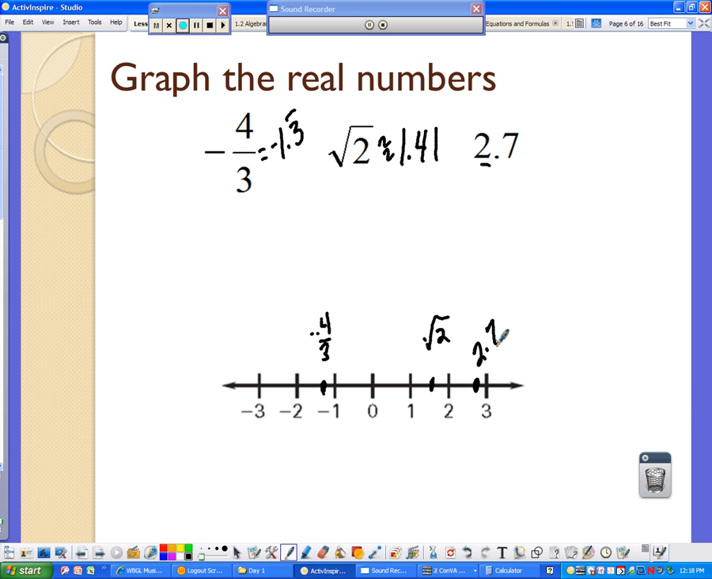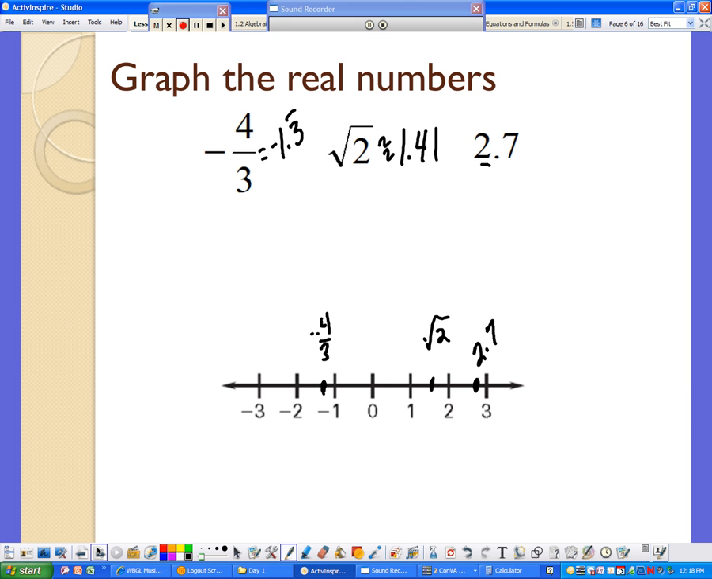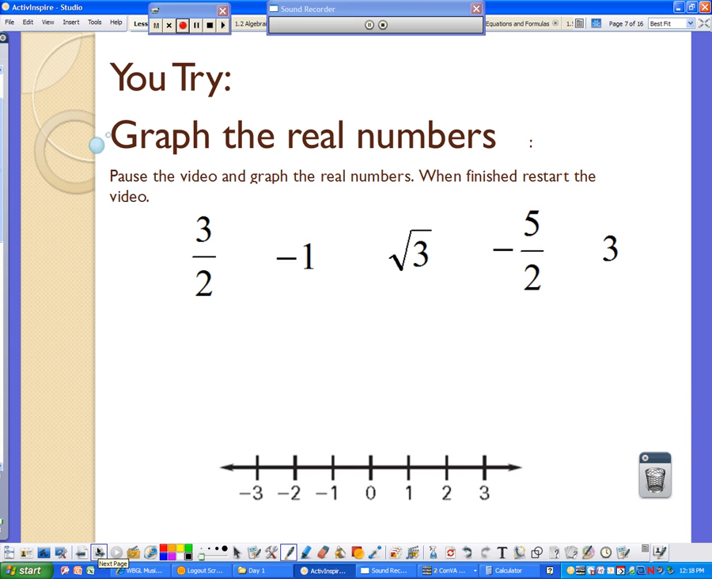So now I want you to try to graph the real numbers on the number line. Remember, anything on the left, so negative 3 would be the smallest on this number line, 3 would be the greatest. The arrows just indicate that it goes in both directions and doesn't stop. So whenever you see the words "you try," go ahead and pause the video, graph the points, put them in order, and then restart the video and check your answer. So at this time, go ahead and pause the video.